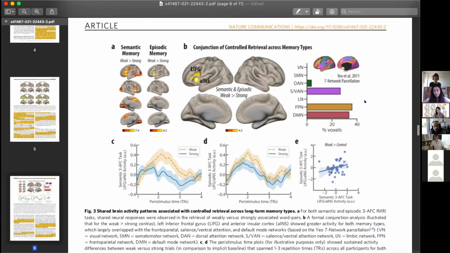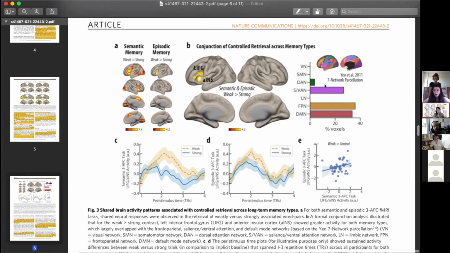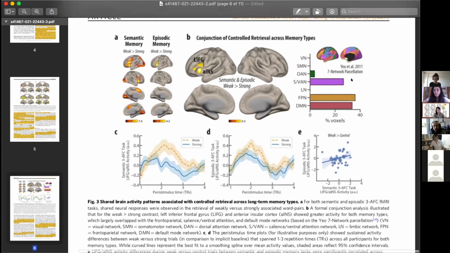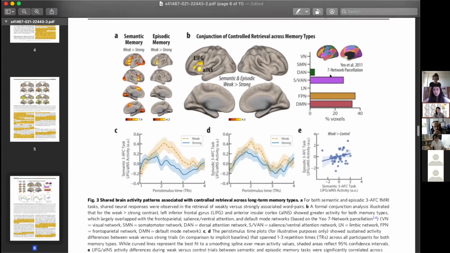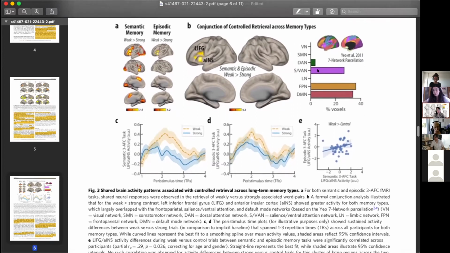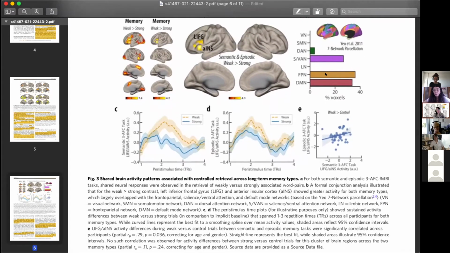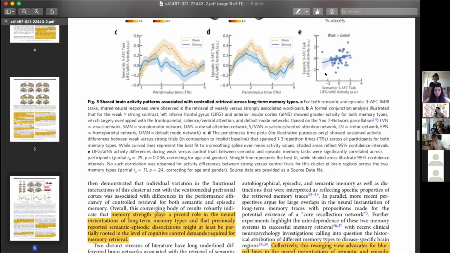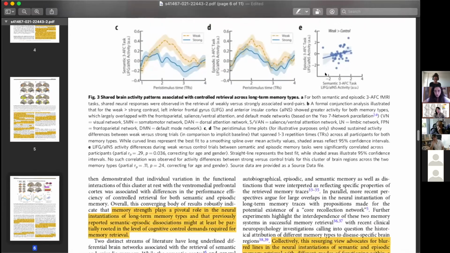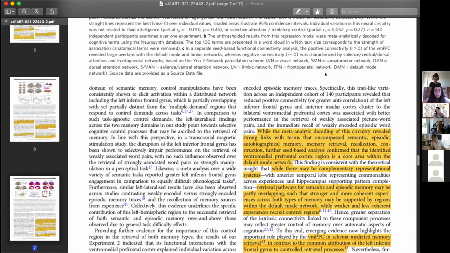And then via a functional parcellation of seven networks, they saw that these two structures are usually involved in the ventral attentional network, the default mode network, and the frontoparietal attentional network. And these are the results of the first study.